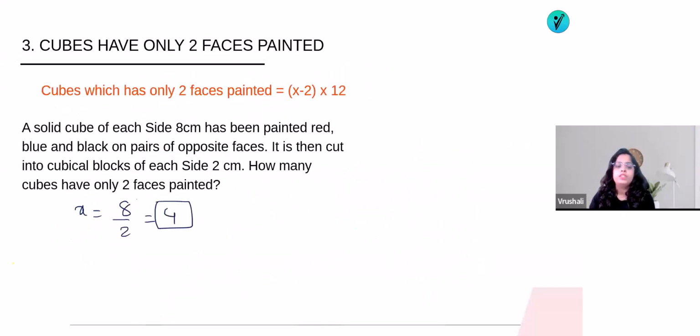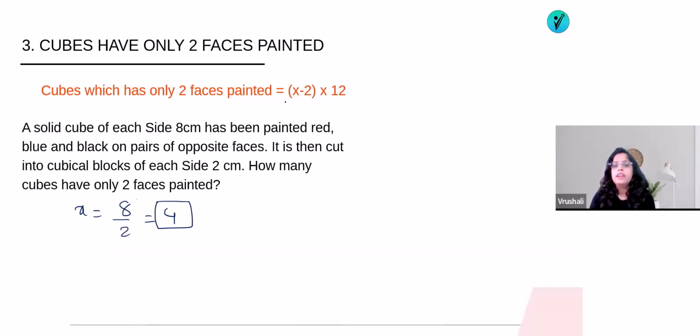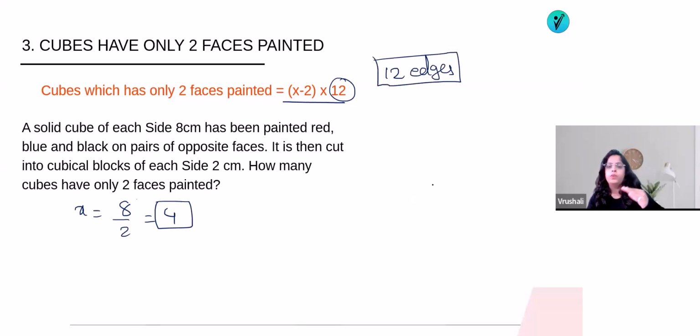Now it will depend on the formula. So what is the formula for this? As you can see here, (x minus 2) into 12. How did we get this 12? There are 12 edges to the cube, right? 12 sides to the cube. The front one has 4, the upper one, the lower one, the backward one. So there are a total of 12 edges, so (x minus 2) into 12.